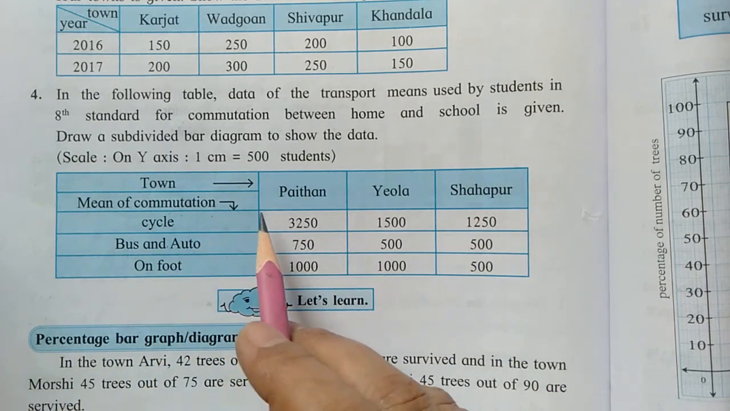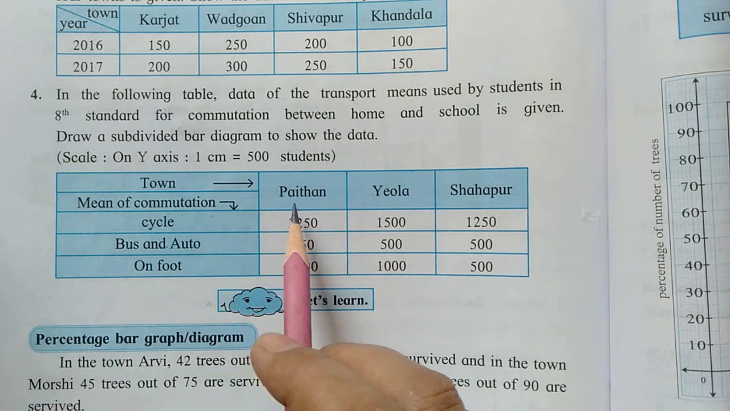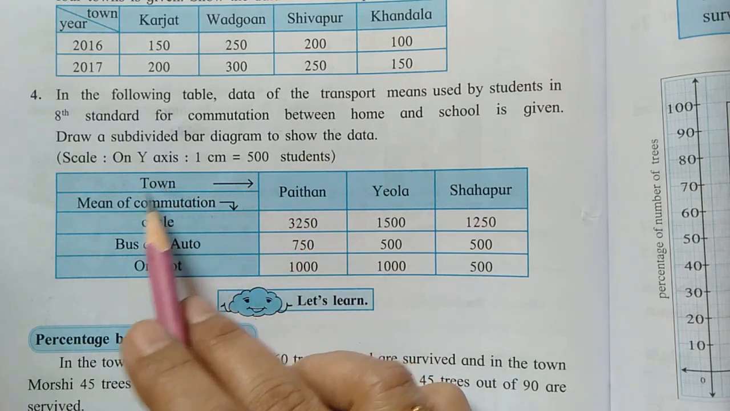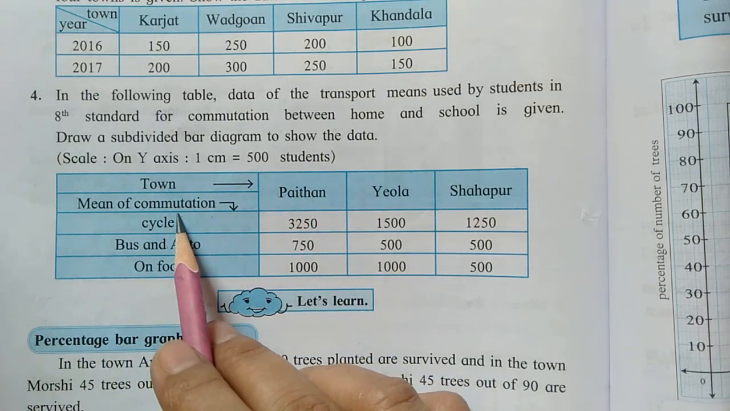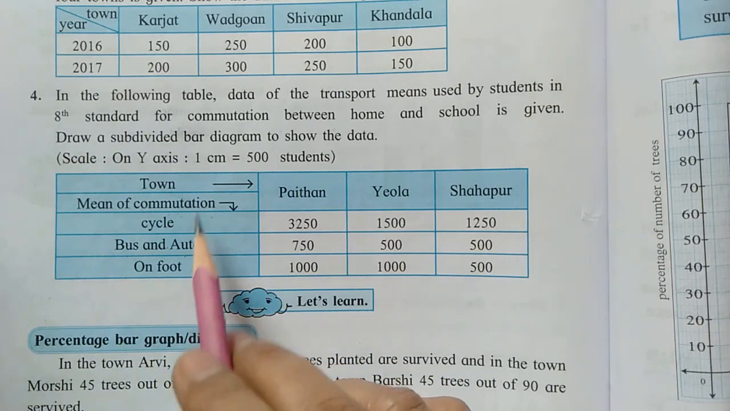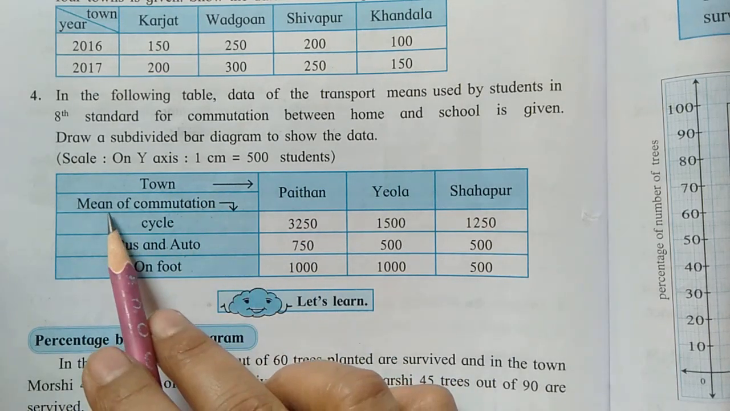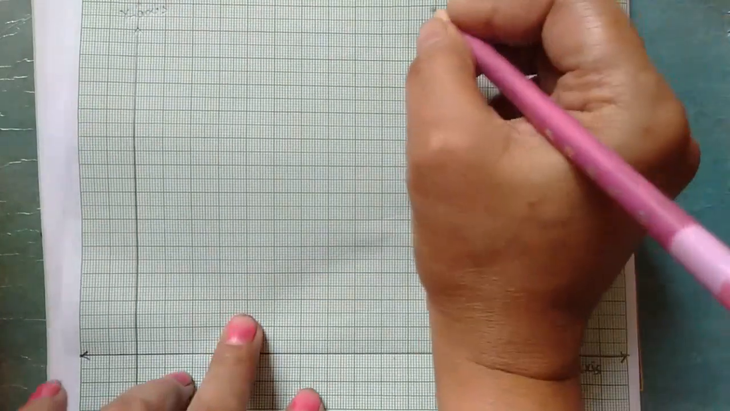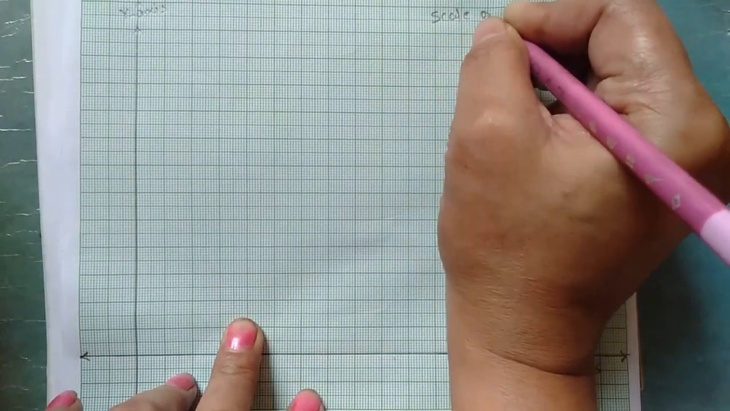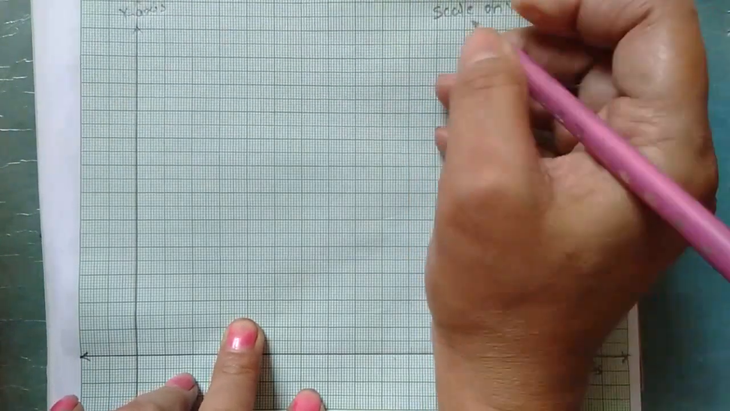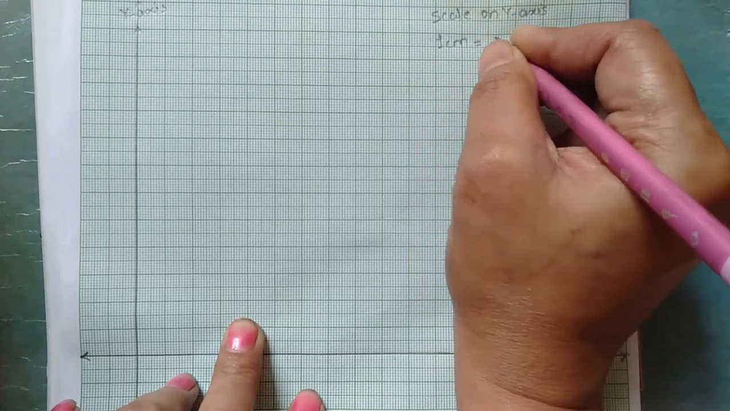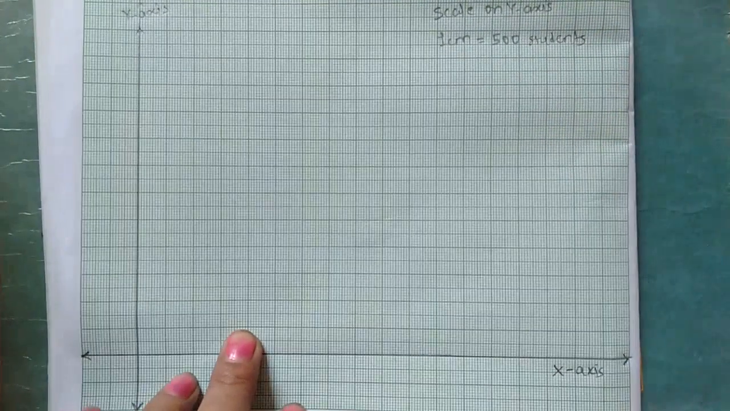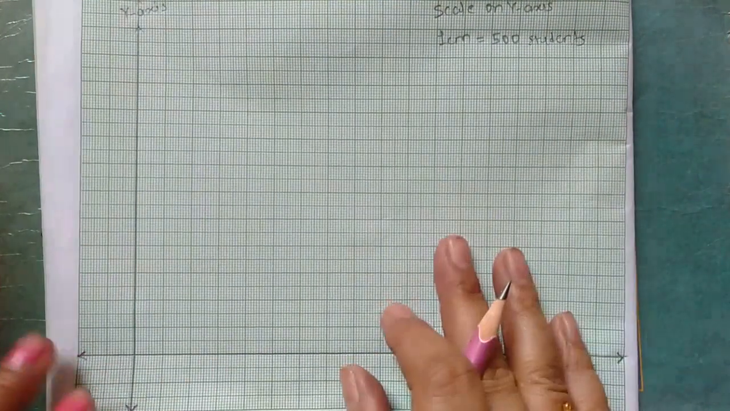Again this question we can solve in two ways. Either we divide the graph town wise or divide by means of commutation. Here I am choosing the second way, that is, we divide the graph by means of commutation. So see the solution. Scale on y-axis: 1 centimeter is equal to 500 students. So draw the scale on the y-axis.